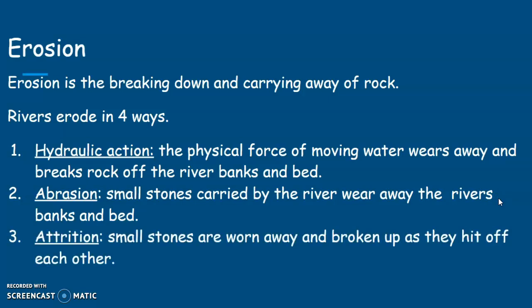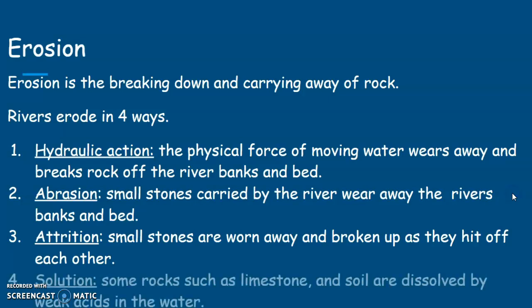The next one is attrition. Attrition describes how those small stones wear away and break down each other. It's why small stones in a river are rounded the further down river you go. So they are rounded because they are breaking away each other as they hit against each other in the river channel.